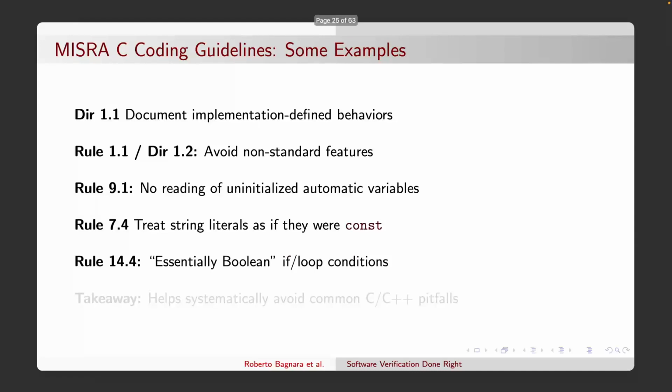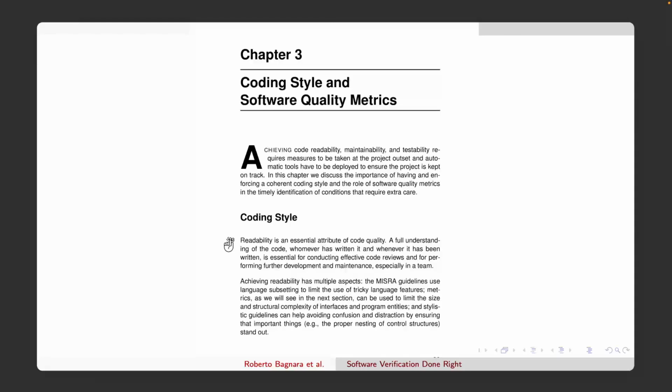Rule 14.4 has to do with type safety, and it insists, for example, that the guards used in conditionals and iteration constructs are essentially Boolean. The takeaway is that adhering to MISRA C and MISRA C++ helps systematically avoiding common C and C++ pitfalls.